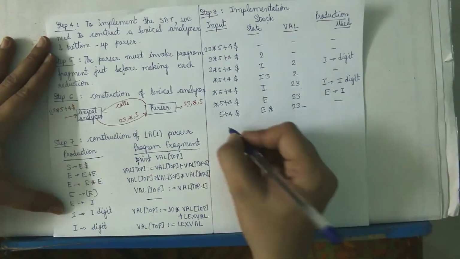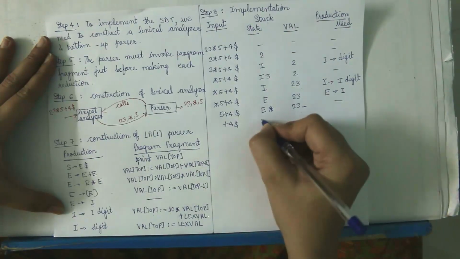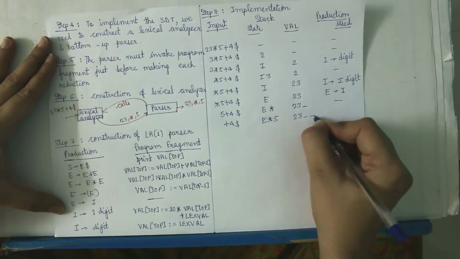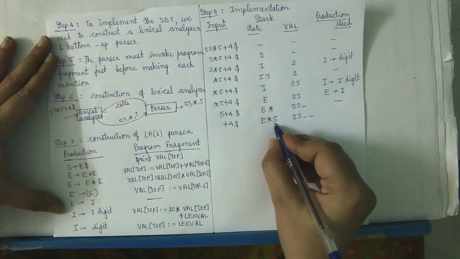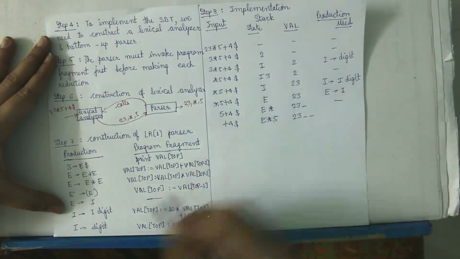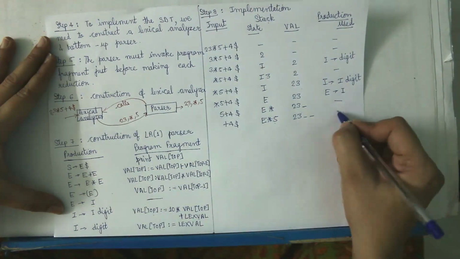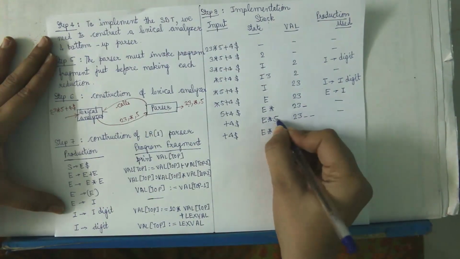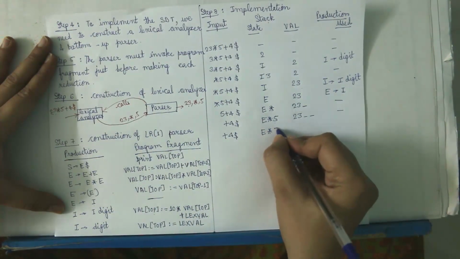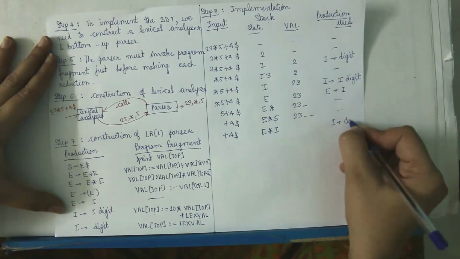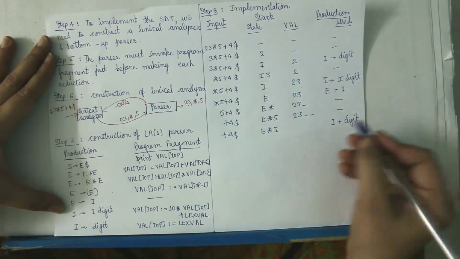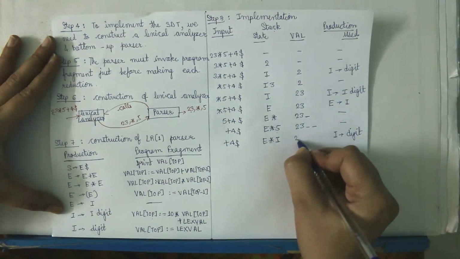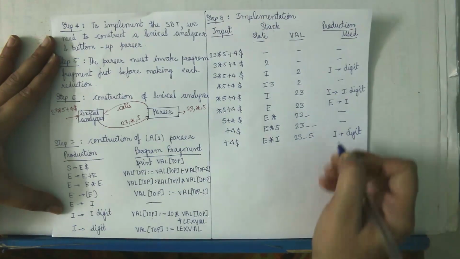Let's push 5 into the stack. So plus $4 is remaining, E star 5. So that will be 23 dash dash because 5 is the value itself. Next step will make 5, which is digit, as I. So now no production. Plus $4 E star 5, digit becomes I. So 5 becomes I. We have used this production, and here with I the value is 5. So it will be 23 dash 5.